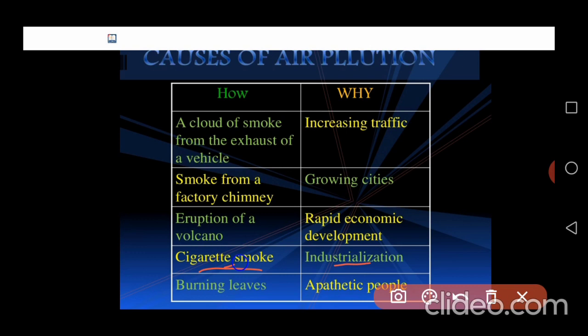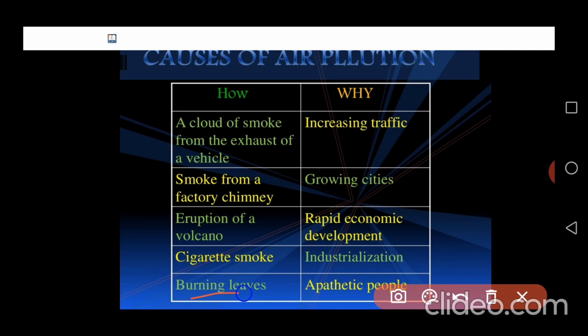That is very dangerous. Similarly, one more cause is the burning of leaves. I already told you, it is the burning of waste materials. We are all producing tons of garbage each and every day.